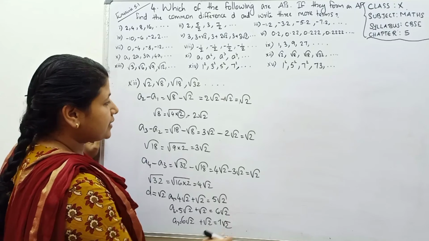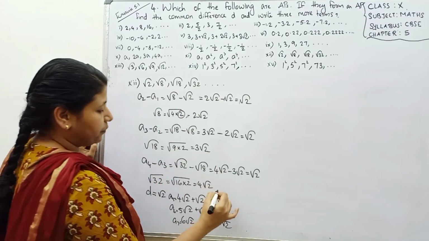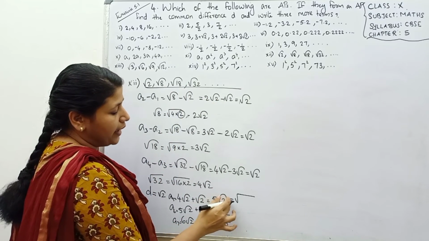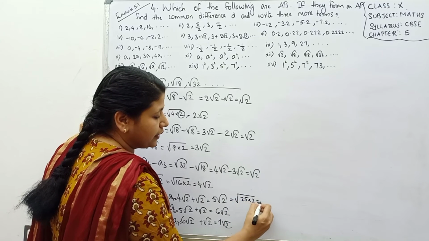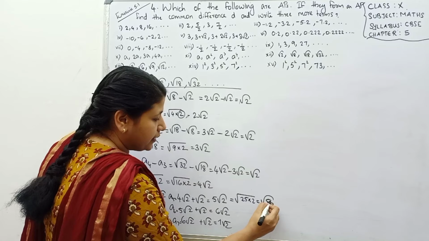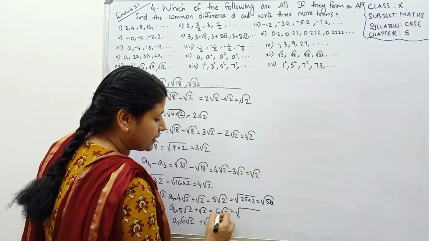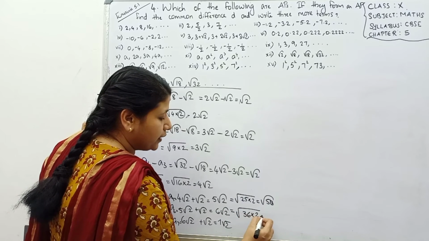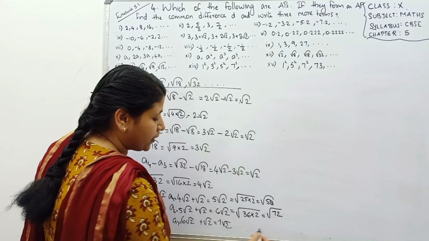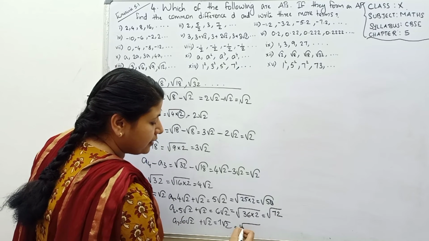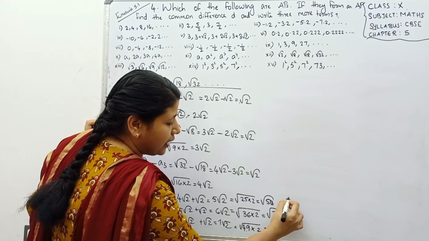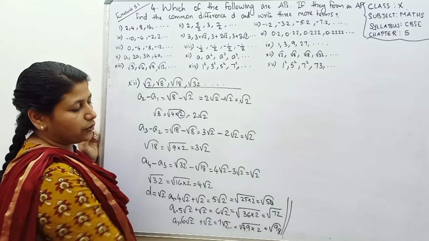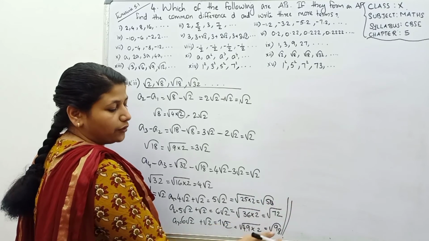Now we have to change these terms into the square root form. First you have to take the square of 5 and multiply with 2. That means 5 square into 2, that is 25 into 2, that is root 50. In this case also, 6 square is 36 into 2, that is root 72. And the last case, 7 square 49 into 2, that is root 98. So the next three terms are root 50, root 72 and root 98.